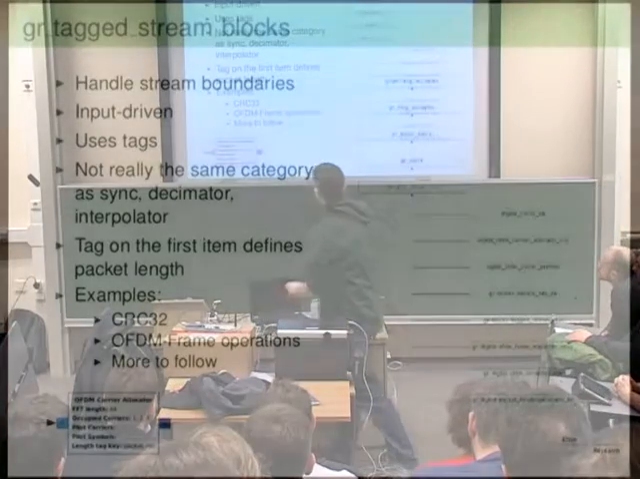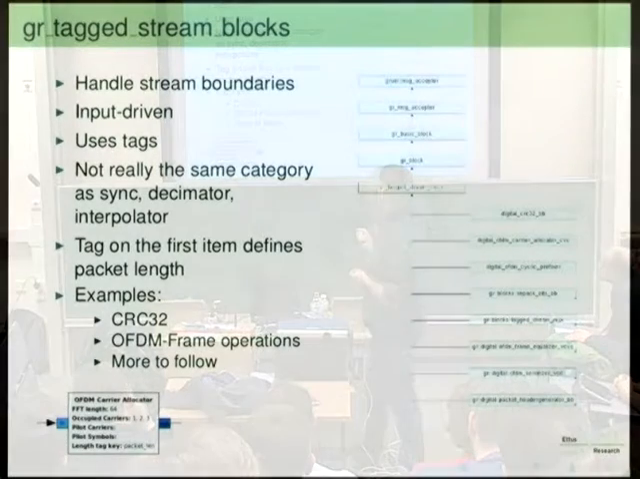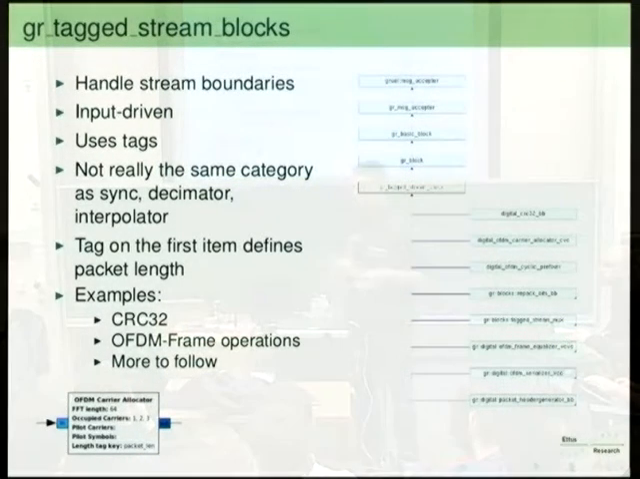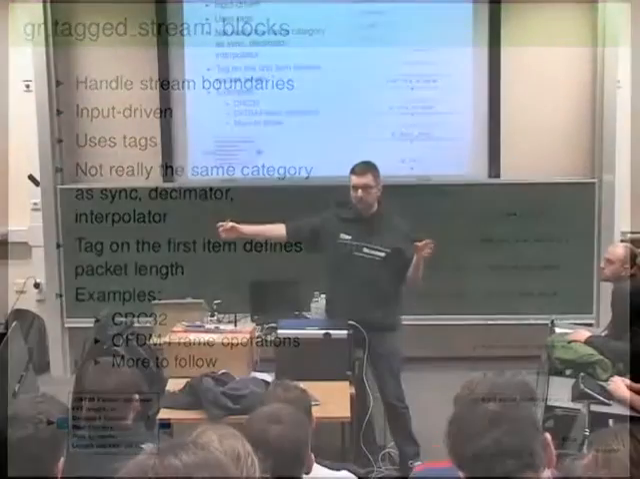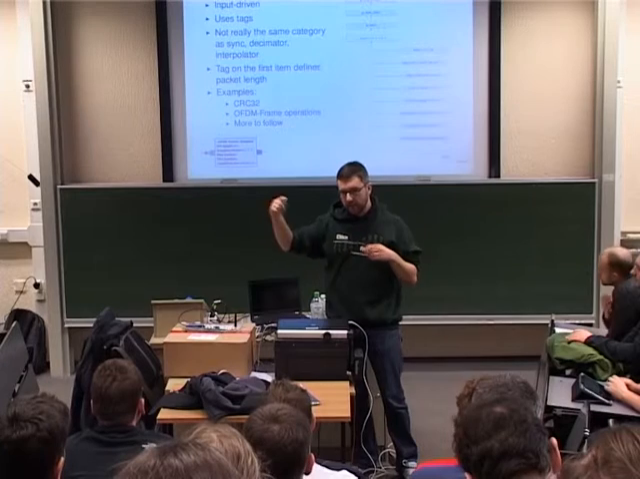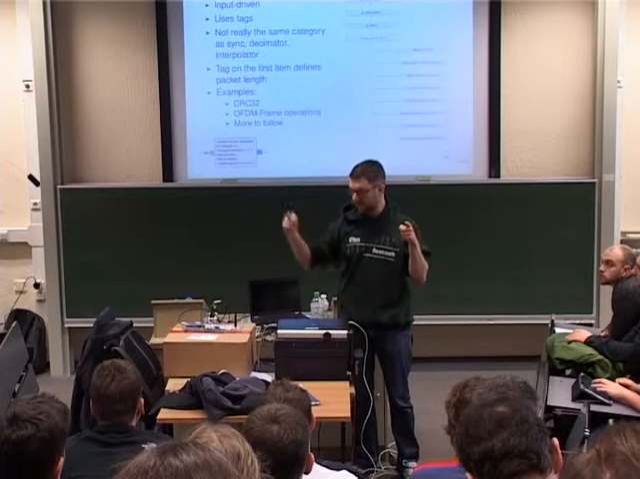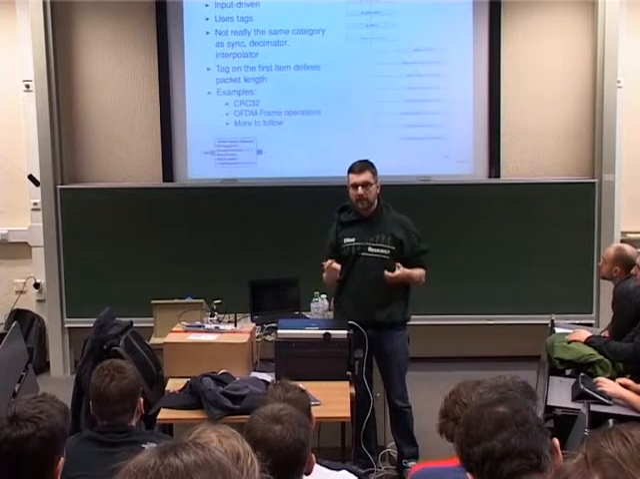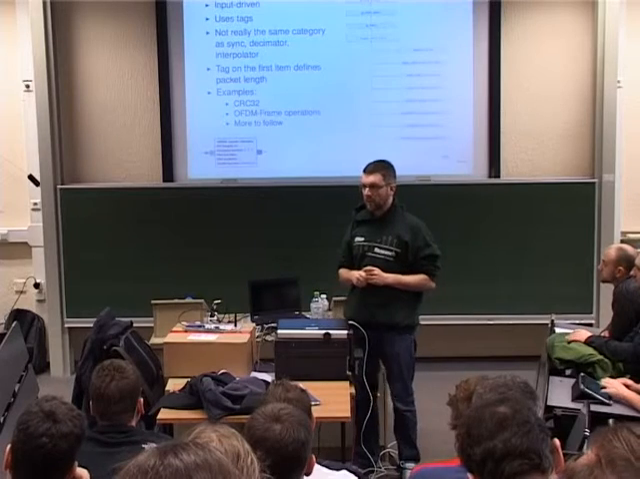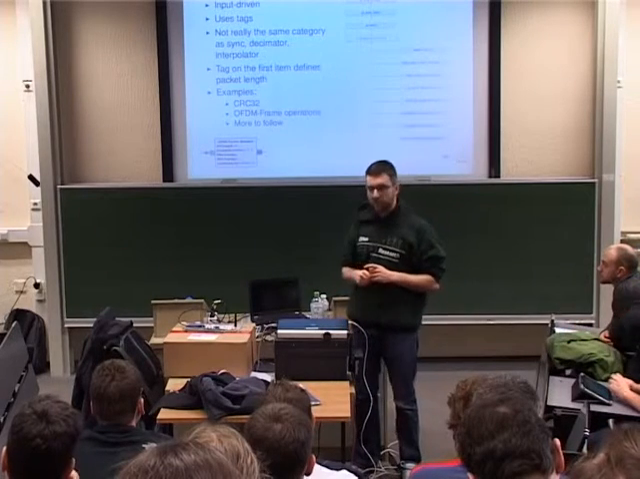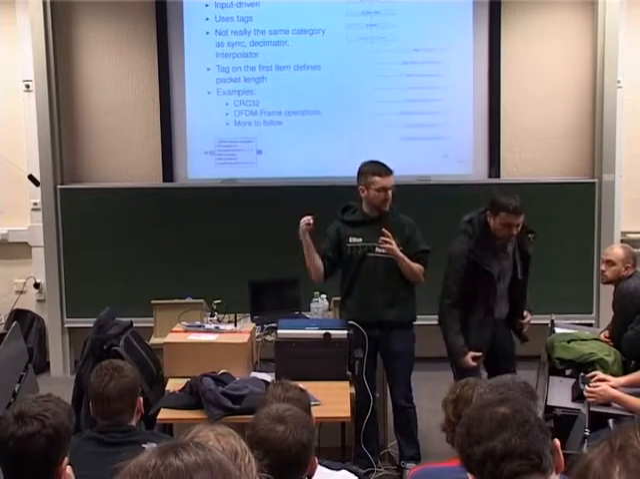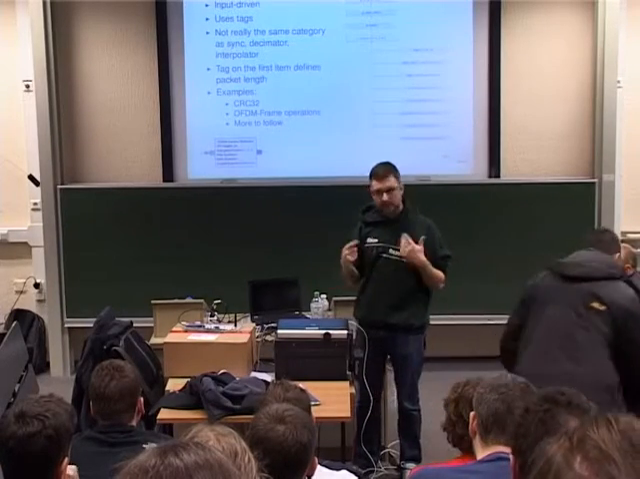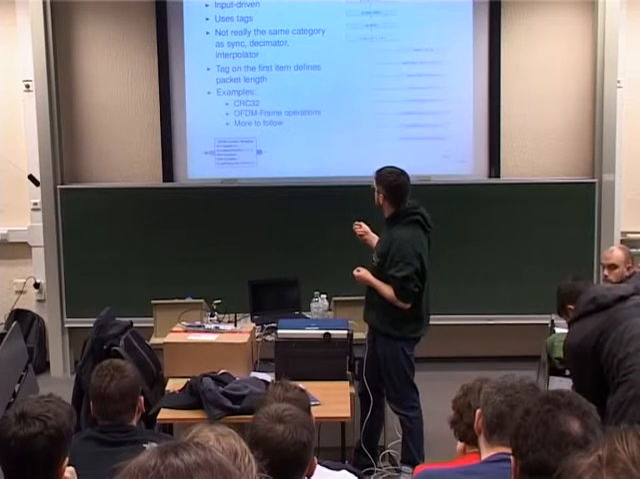So we introduce this concept of tagged stream blocks, and these are blocks that operate exactly like other blocks, but they understand the concept of a packet boundary. So we have a set number of items that go into this block, and then the block knows that this is the first and this is the last item. Imagine a filter: you can't filter continuously because you'd have overlap between packets, and this is something we got rid of with this concept.